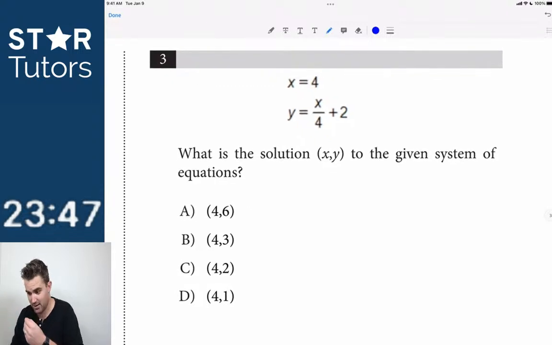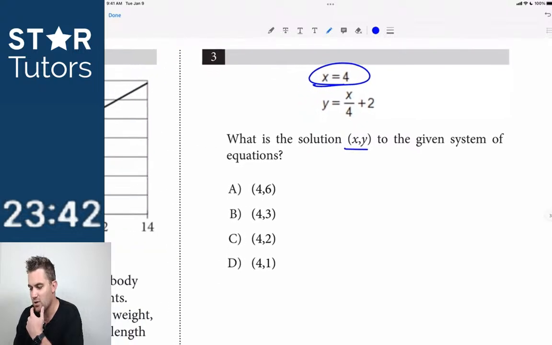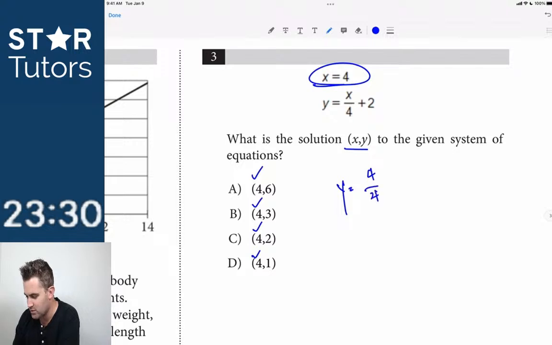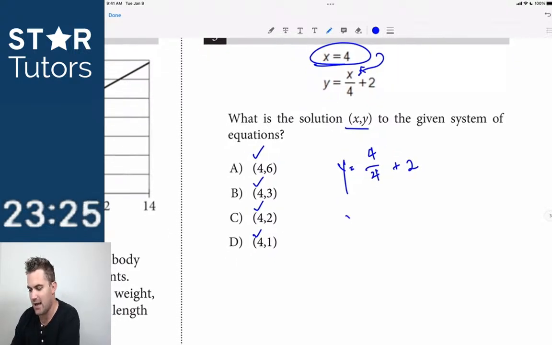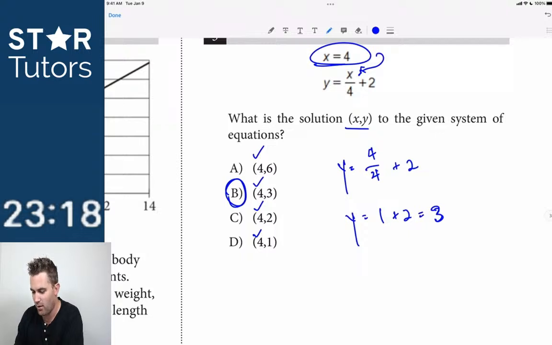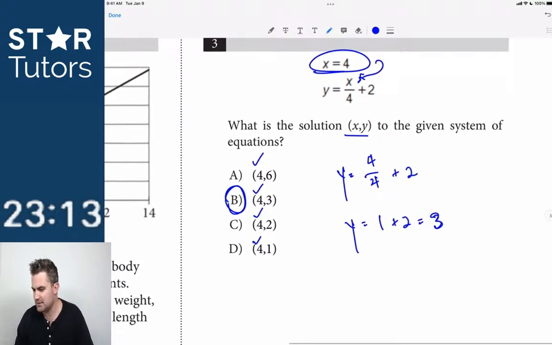Okay, so let's look at number 3. What is the solution to the system given? So this is very straightforward, right? I knew right away it was going to be because it's number 3, and it gives us that x equals 4. We don't get any help with that by eliminating answers, but always look to that first. If x equals 4, then y equals 4 over 4 plus 2, right? That's a system, meaning that the x and y values are the same. So y is equal to 1 plus 2, which is just equal to 3. So the x value is 4, the y value is 3, right? And we can move on from there. Does that make sense as we go through that?